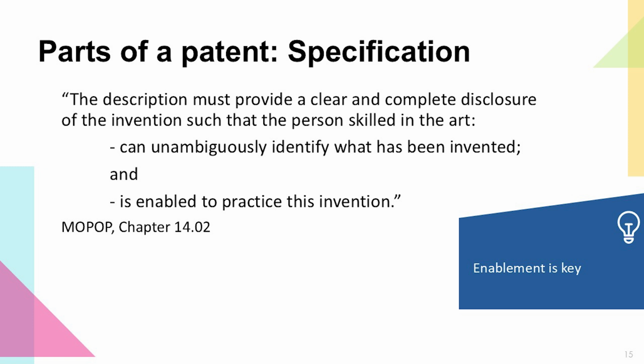This means that the person reading the description must be able to reproduce the invention it is describing as well as the inventor would have, so be able to enable it.